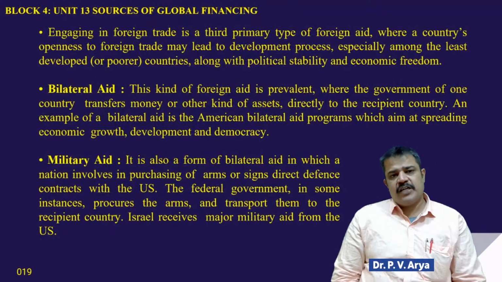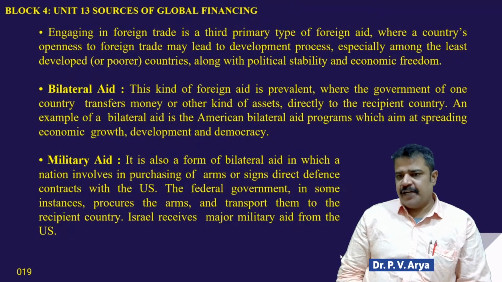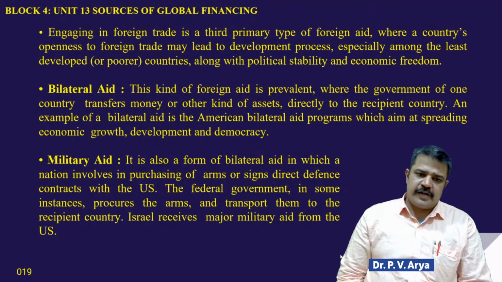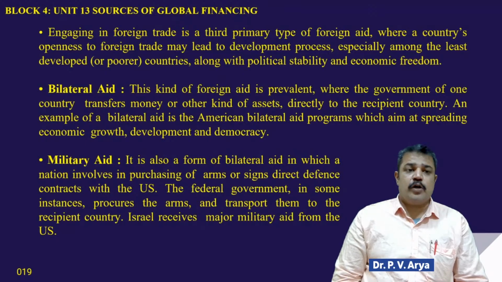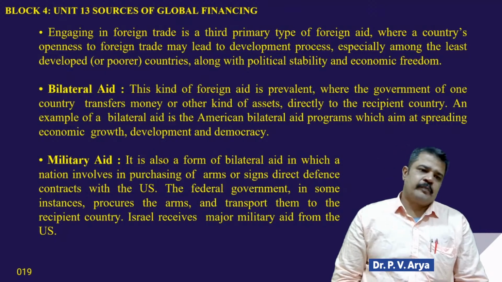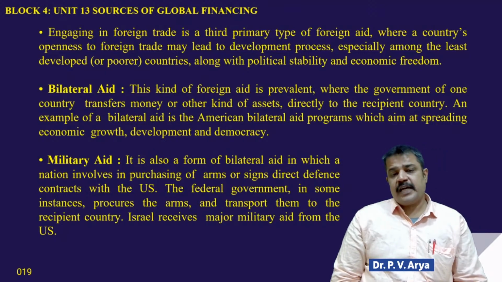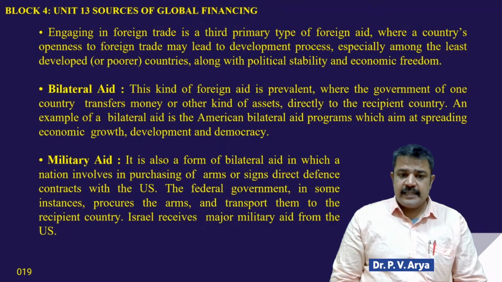Engaging in foreign trade is a third primary type of foreign aid, where a country's openness to foreign trade leads to the development process, especially among the least developed or poorer countries, along with political stability and economic freedom. Then there is bilateral aid. This kind of foreign aid is prevalent where the government of one country transfers money or other assets directly to the recipient country. An example of bilateral aid is the American bilateral aid programs, which aim at spreading economic growth, development, and democracy across various countries in the globe.